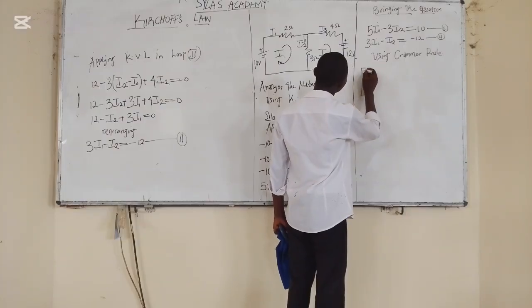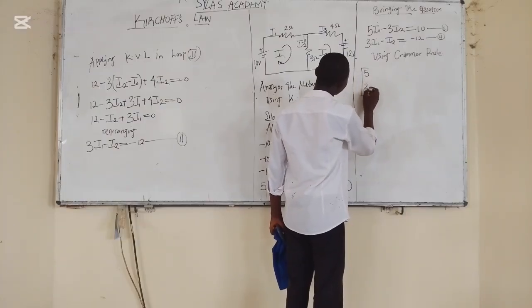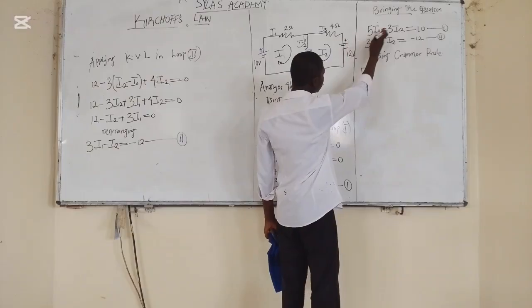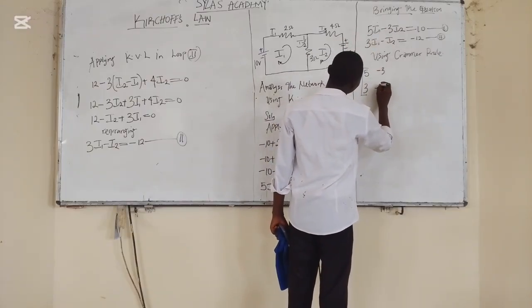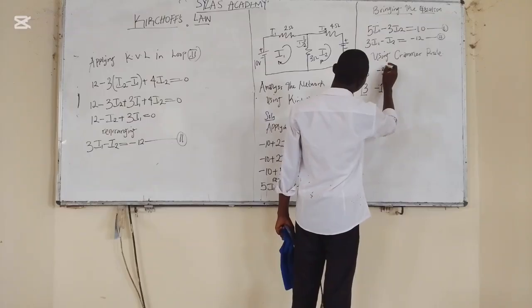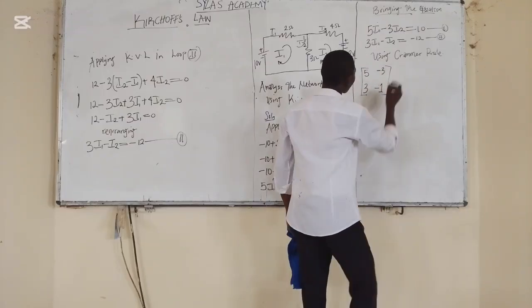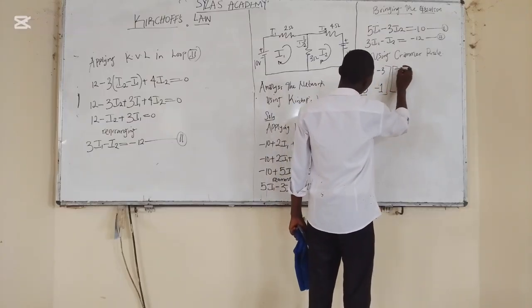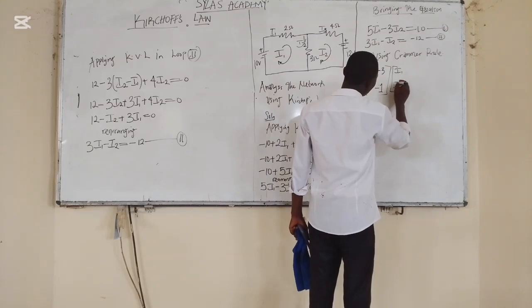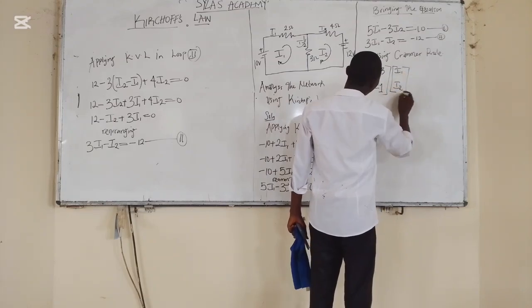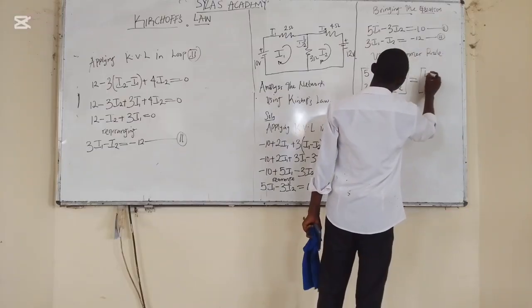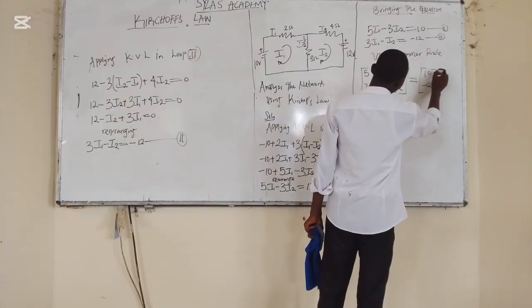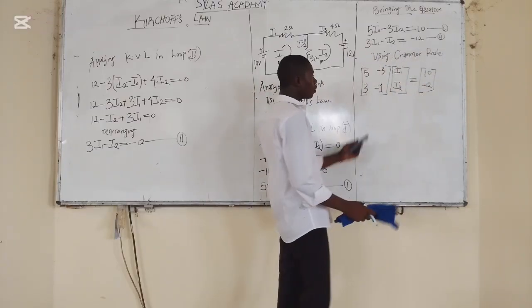This is your 5, 3. That is for these ones. Now coming to this side, you have minus 3 and minus 1. We are finding current 1 and current 2 are equal to 10 and minus 12. How do you solve this?